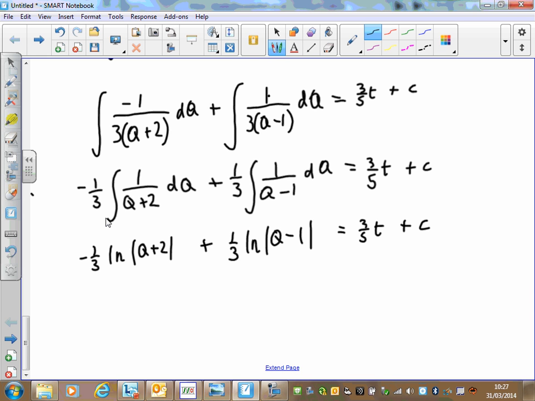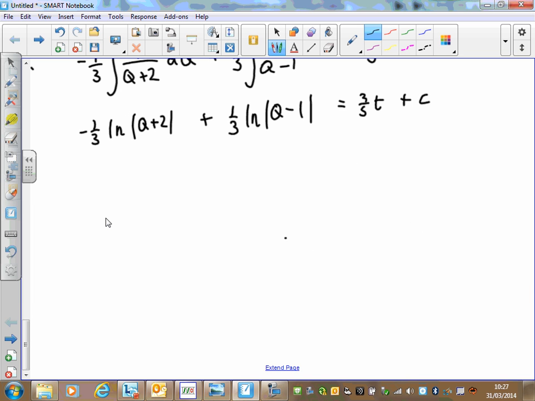Now, in practice, I'm not going to go over the proof about why we can do that. In general we can't take the ln of a negative number, but when it's to do with integration, we can. I'm not going to go over the proof of that, but you can have a look at it as you wish.